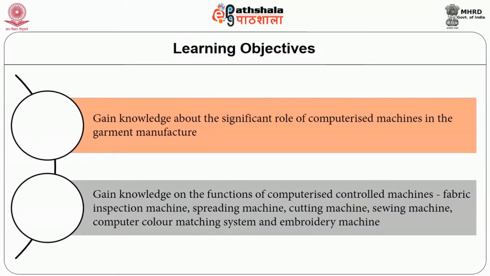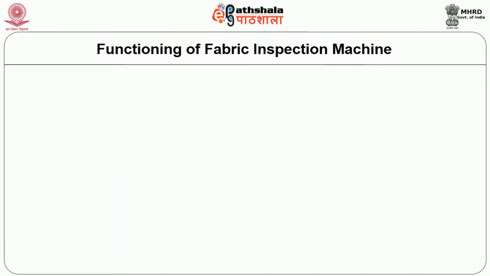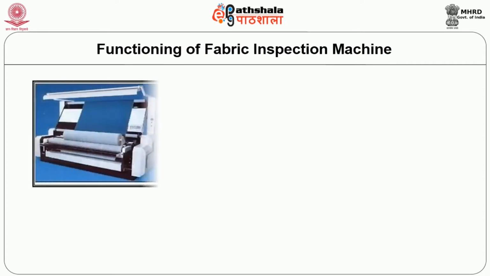At the end of this module, you will gain knowledge about the significant role of computerized machines in garment manufacture. You will also gain knowledge of the functions of computerized control machines, specifically the fabric inspection machine, spreading machine, cutting machine, sewing machine, computer controlled color matching system and the embroidery machine. First, we will learn about the functioning of the fabric inspection machine.